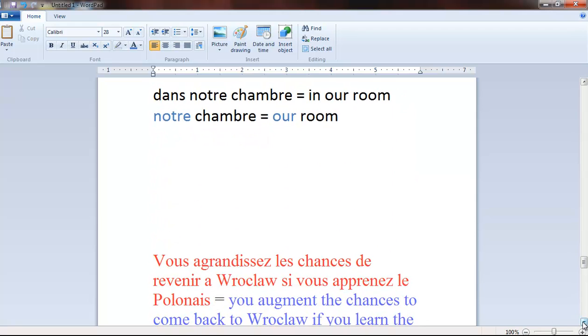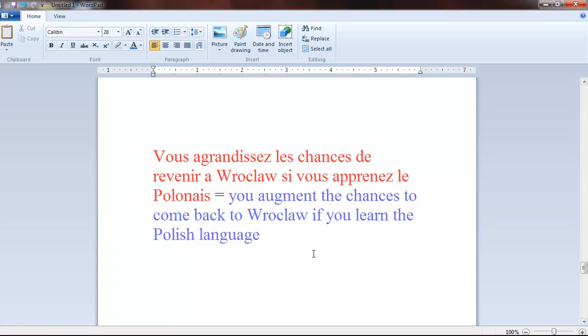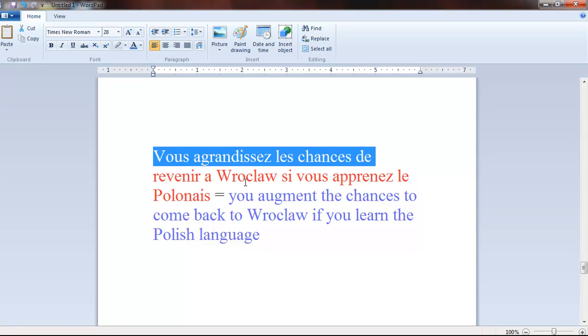Okay, next example. This one is a very nice example. It's actually making reference to my own persona, but that's a mystery that I'm gonna probably elucidate in a future lesson. So let's read it out loud. Vous agrandissez les chances de revenir à Wrocław si vous apprenez le polonais. You augment, you increase the chances to come back to Wrocław if you learn the Polish language.